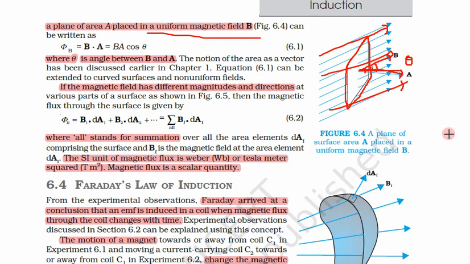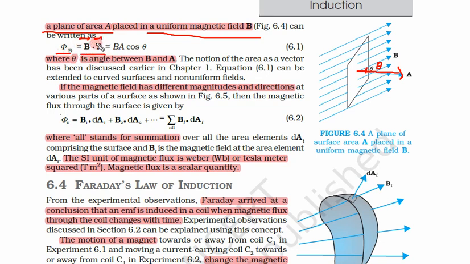Again, how do we define the vector or direction of an area? We simply put a normal on that area. So this is the direction of this area. So a plane of area A, and its direction is given as the normal to this. This is the uniform magnetic field, and both are making an angle of theta. So now how is the flux defined? Flux is defined as B dot A.